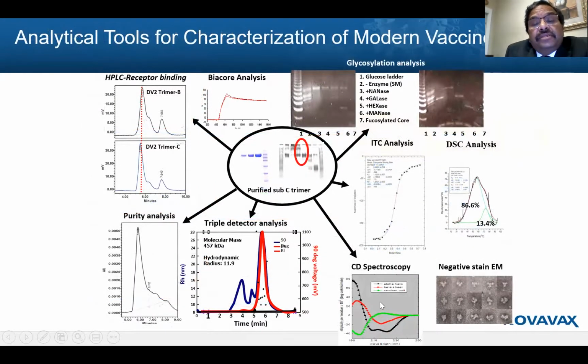So in summary, we are using a number of techniques, both immunological, that is Western blot and ELISA, and also biophysical methods, that is ITC, DSC, and CD spectroscopy. We are doing triple analysis to determine purity, and we are also looking at glycosylation profiling. In addition, we are doing structural characterization by negative staining.